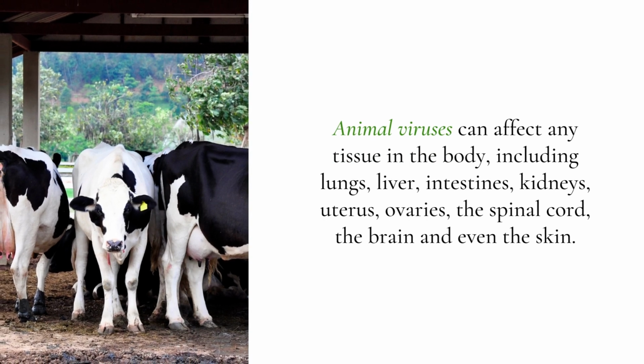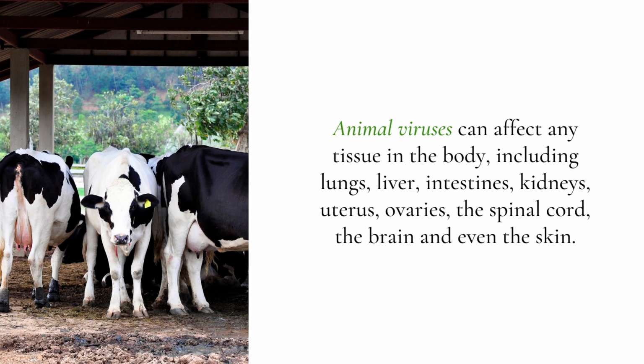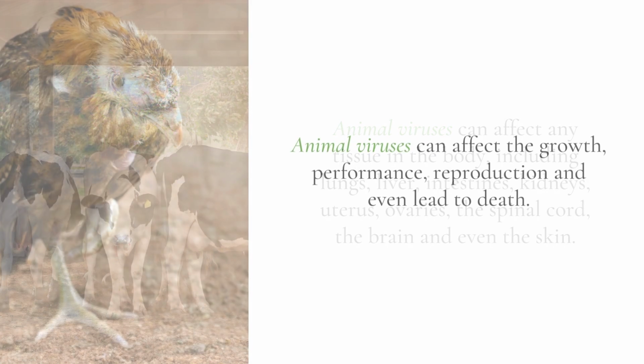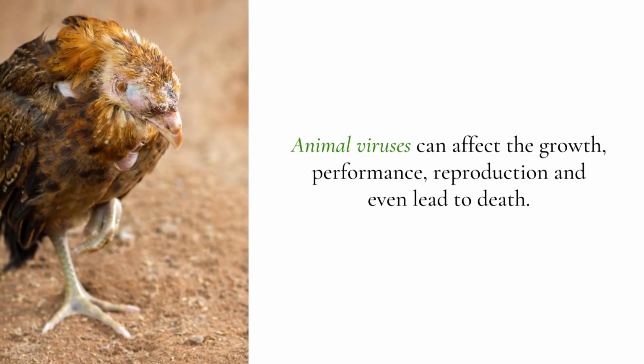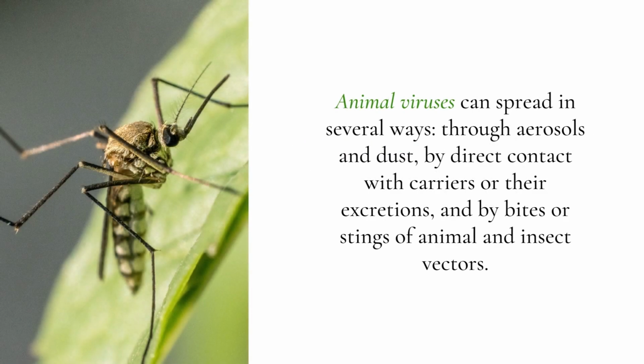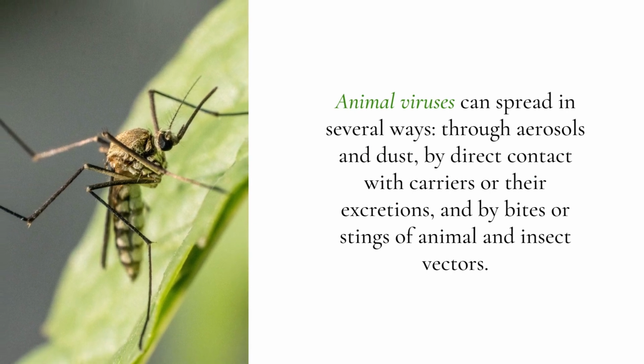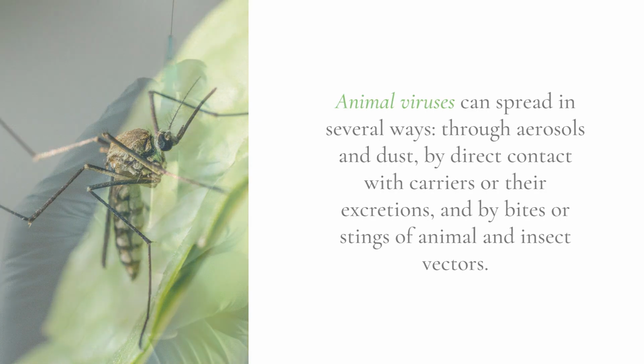Animal viruses can affect any tissue in the body, including lungs, liver, intestines, kidneys, uterus, ovaries, the spinal cord, the brain, and even the skin. They can affect the growth, performance, reproduction, and even lead to death. Animal viruses can spread in several ways, through aerosols and dust, by direct contact with carriers or their excretions, and by bites or stings of animal and insect vectors.